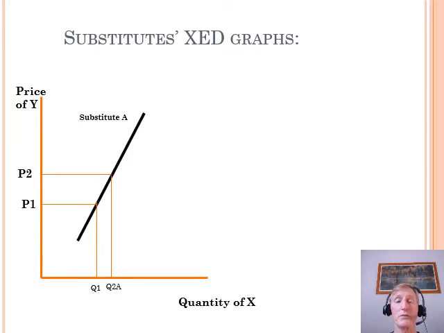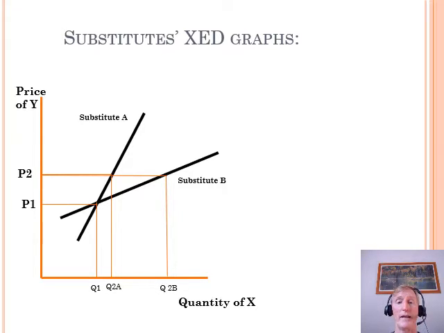If it only increases a little bit, it shows that yes, it's a substitute, but it's actually a remote substitute. It's not all that much of an influence. The alternative is another substitute, which if you start again at price P1 and Y increases to price P2, the substitute B now has a huge increase in quantity. And therefore that shows there's a close relationship.